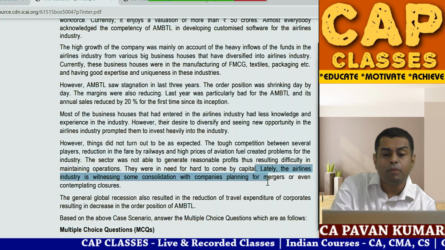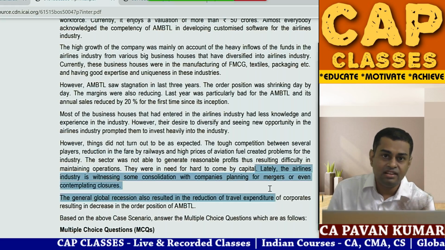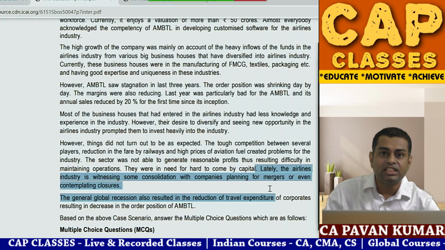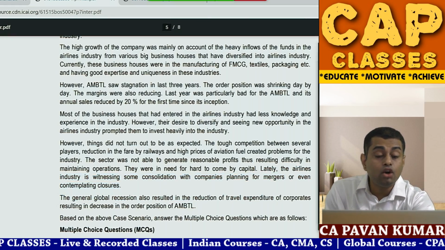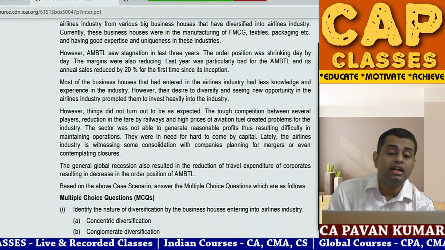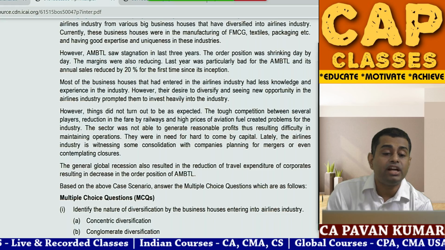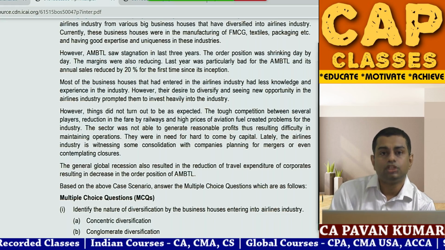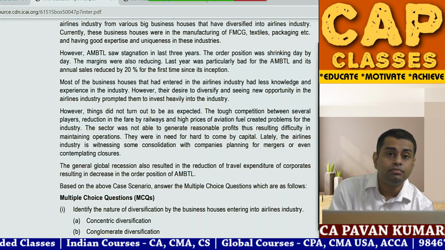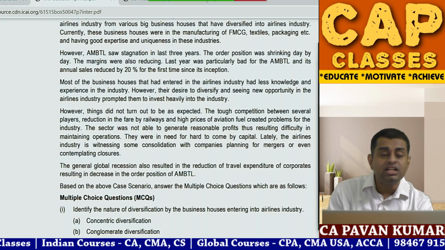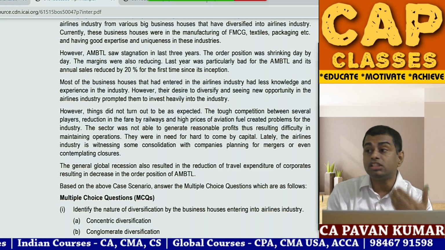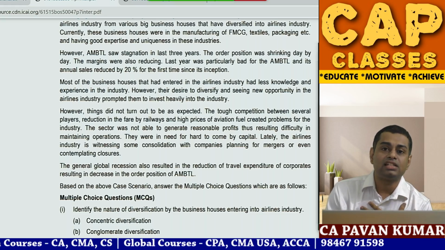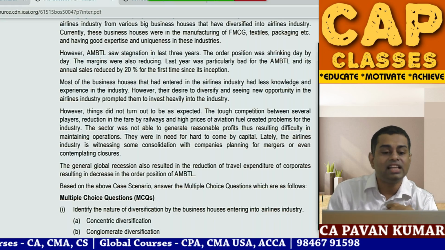So these two lines probably they have taken from the telecom industry. After Reliance Jio launched, there are mergers happening, there are liquidations happening. The general global recession also resulted in the reduction of travel expenditure of corporates, resulting in decrease in order position of AMBTL. So globally there is recession, so people stopped or reduced traveling. So traveling cost of other companies are coming down. If other companies travel more, I will sell more tickets. If they are restricting travel, my sales will fall.